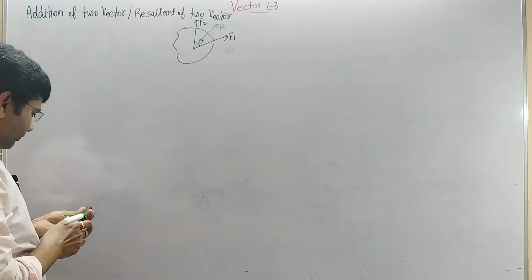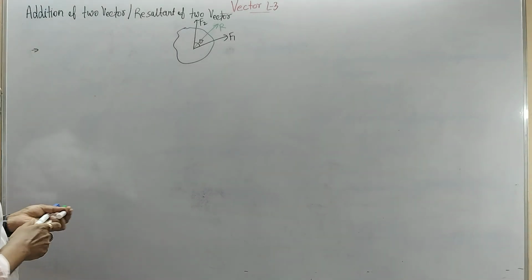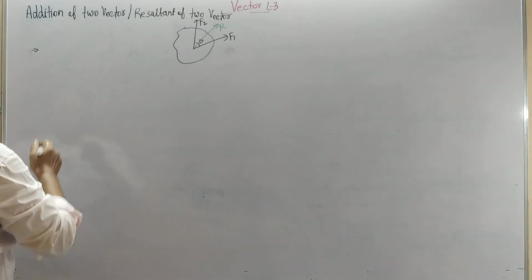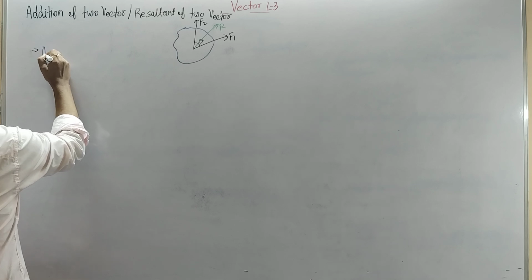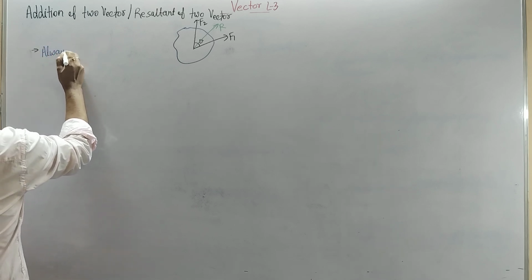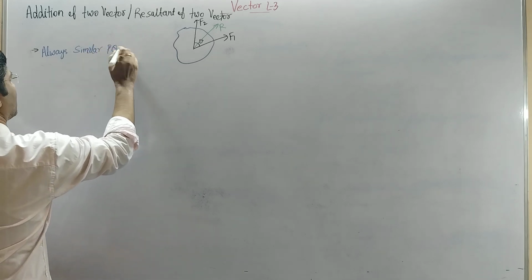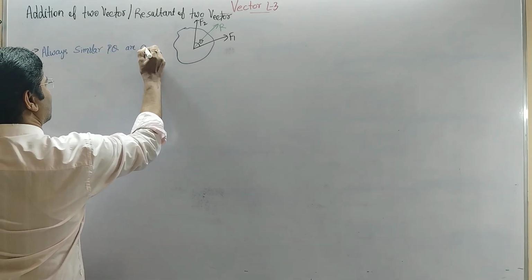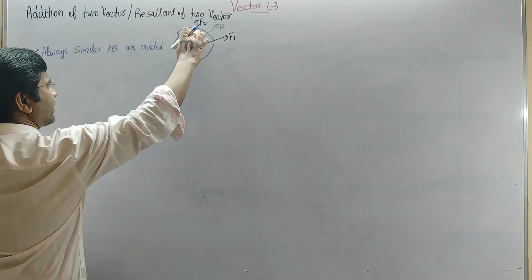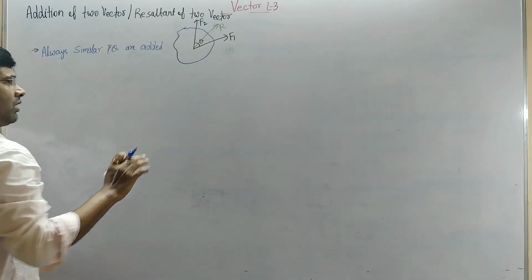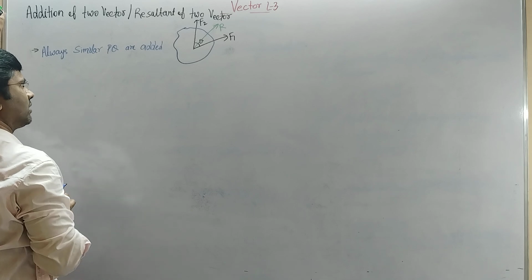Here, which kind of vectors can we add? We can always add similar physical quantities. That means we cannot add force and acceleration, or force and velocity, or acceleration with velocity. Always similar physical quantities will be added here.